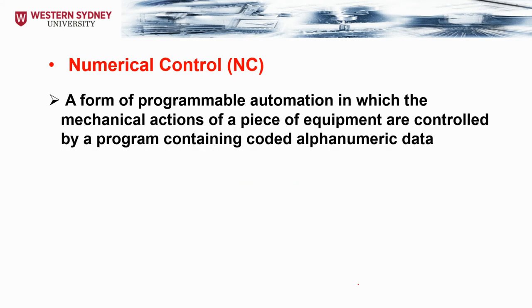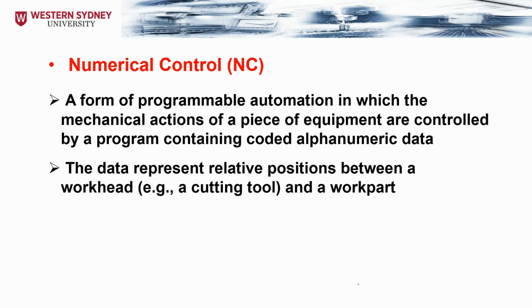Numerical control uses programs, and it can also use a computer or microcomputer, like the PLC, to achieve the numerical control of the system. So numerical control in general is a form of programmable automation in which the mechanical actions of a piece of equipment are controlled by a program containing coded alphanumerical data. So we talked about a program containing coded alphanumerical data, the G code for example. The data will represent the relative positions between the workhead, which can be the cutting tool, and the work part.